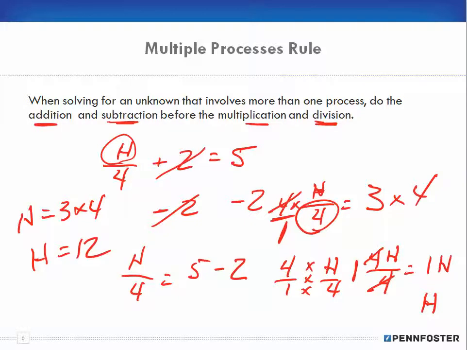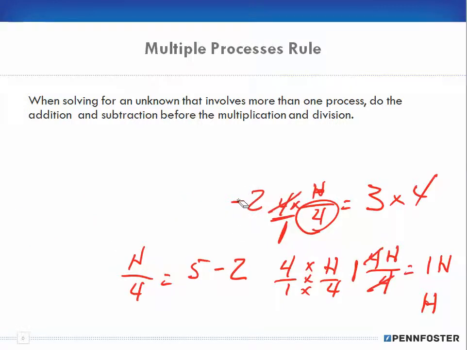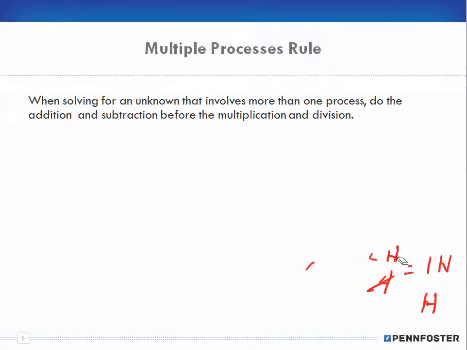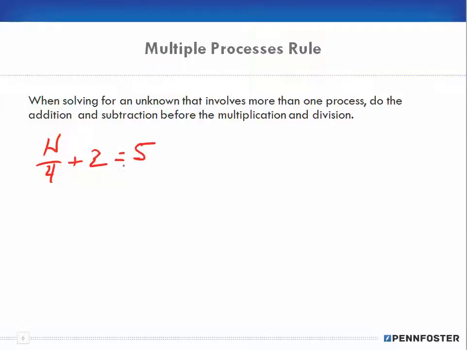Now, I realize that was a little sloppy, so let me go back, erase all of this and write it so that it makes a little more sense. Let's go over it again from a theory perspective. I had h over 4 plus 2 is equal to 5.